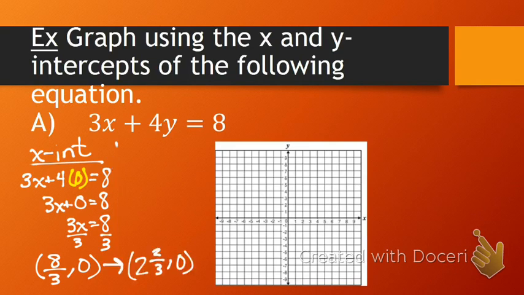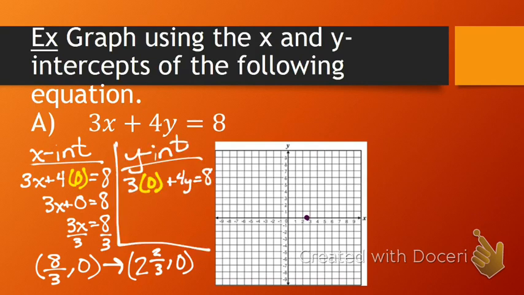Here's how I'm going to graph that. I go over to the graph and I'm going to move over 2 and then maybe a little more, not exactly 3, and put a point. 2 2/3, 0 is approximately there. Write all these out. Eventually divide by 4 and we get the y-intercept to be 2. Let's graph it. And connect the 2 points.